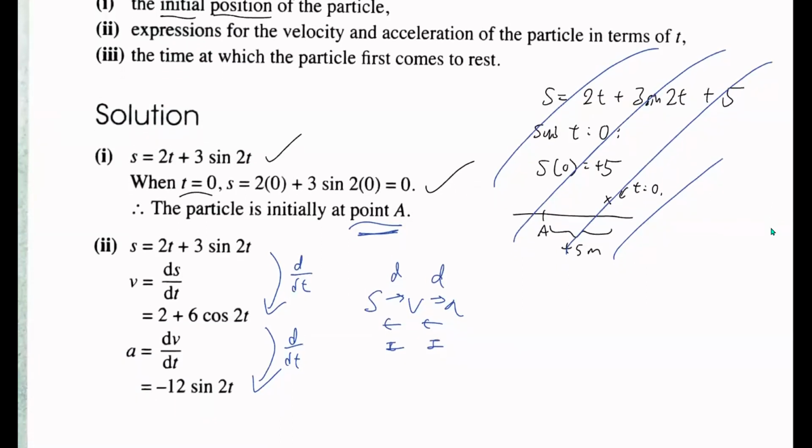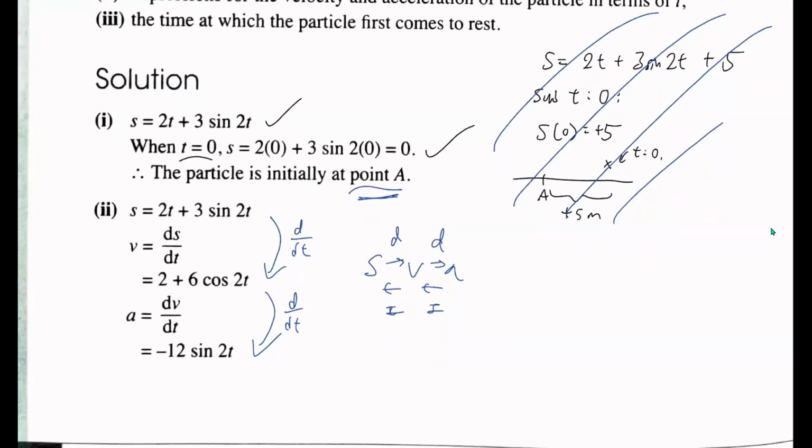Okay, next, part 3, the time at which the particle first comes to rest. Comes to rest means what? It's always equal to 0. What is equal to 0? S equals 0. Wait, V equals 0. Rest means you're not moving, so the velocity is 0.